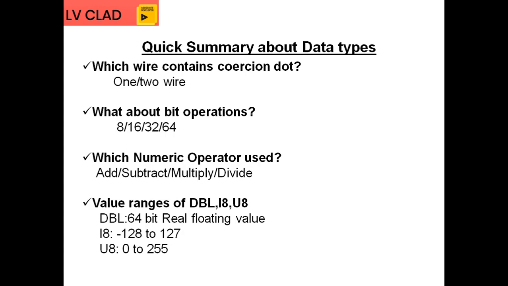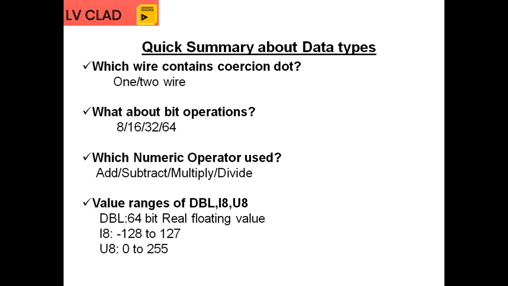Whenever you are discussing or seeing questions relevant to data types, these four important things should be considered. Which wire contains the coercion dot, whether both wires or only one wire, is very important. What bit operations are involved, whether 8 bit, 16, 32 or 64, is very important. And which numeric operator we are using: add, subtract, multiply or divide.